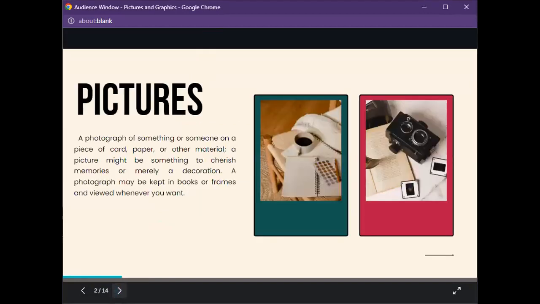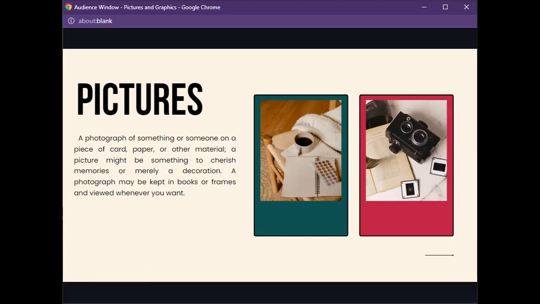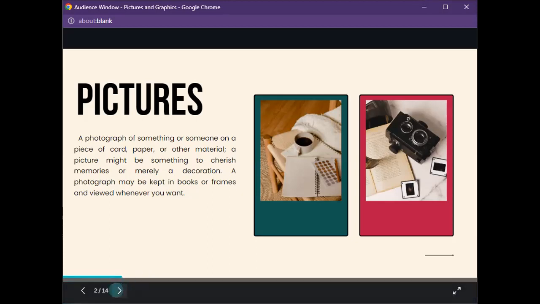So first, let's define what is pictures. Pictures is a photograph of something or someone on a piece of card, paper, or other material. A picture might be something to cherish memories or merely a decoration. A photograph may be kept in books or frames and viewed whenever you want.